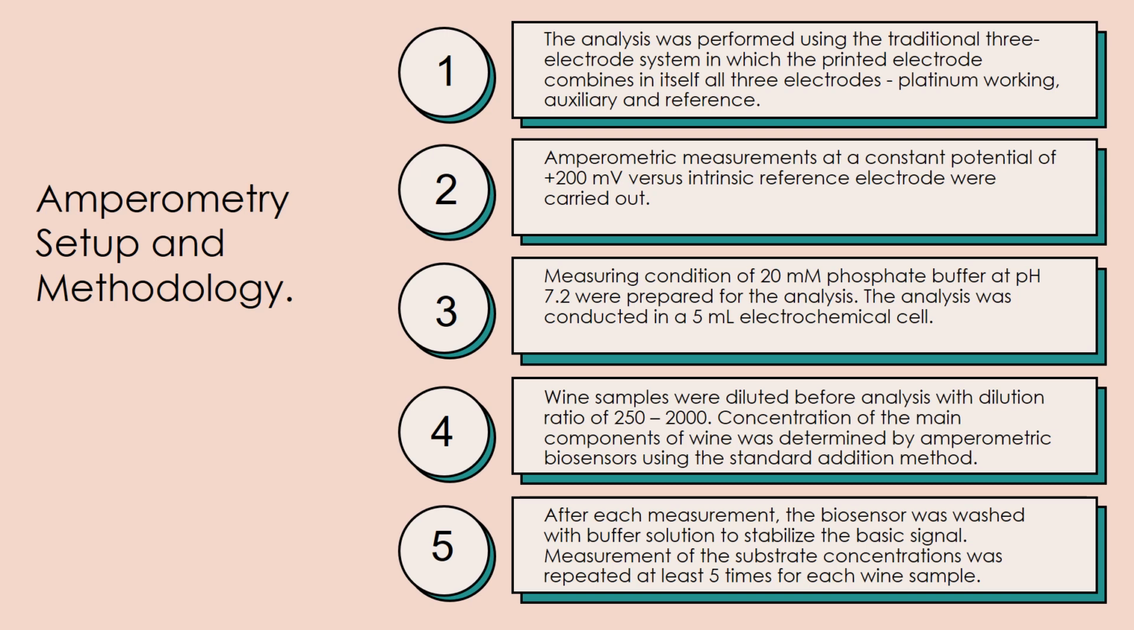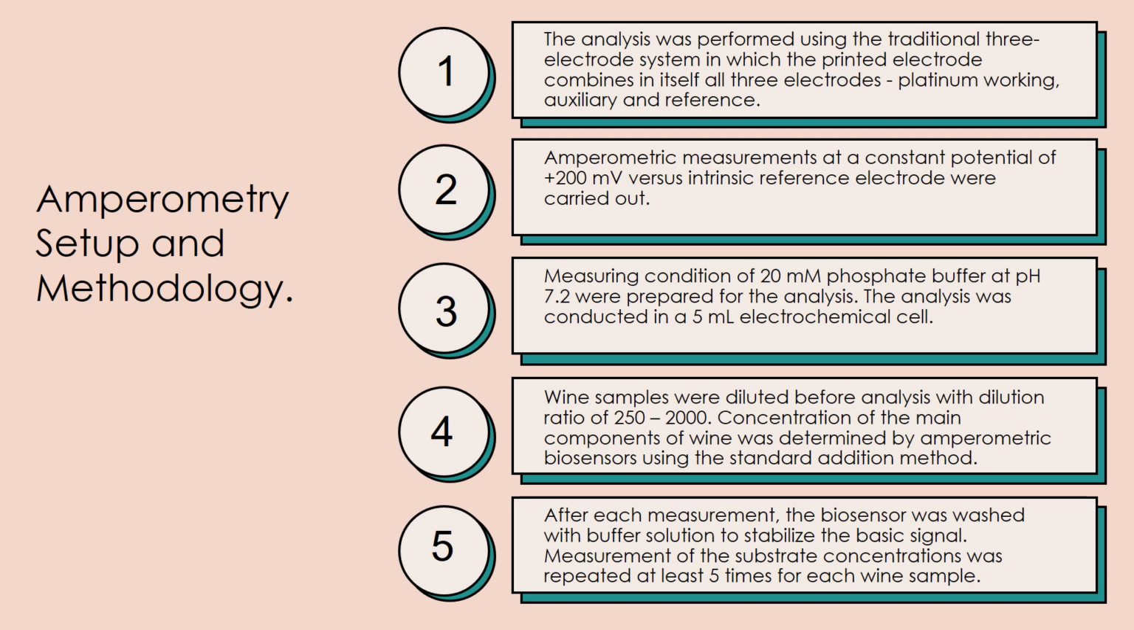Now, we're going to focus on the amperometry setup and its methodology. The analysis was performed using the traditional three-electrode system in which the printed electrode combines all three electrodes, which are the platinum working electrode, the auxiliary electrode, and the reference electrode. Amperometric measurements at a constant potential of +200 mV versus the intrinsic reference electrode were carried out. The measuring condition of 20 millimolar phosphate buffer at pH 7.2 was prepared for the analysis. The analysis was conducted in a 5 milliliter electrochemical cell.